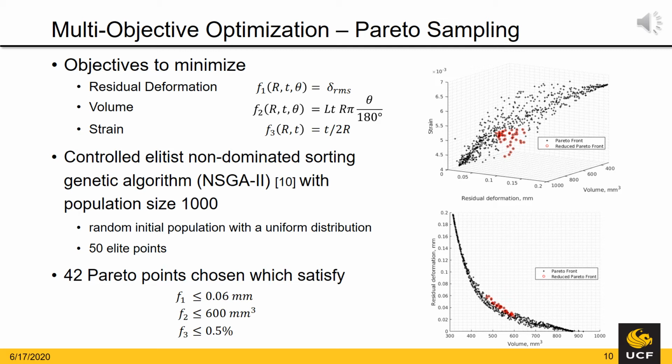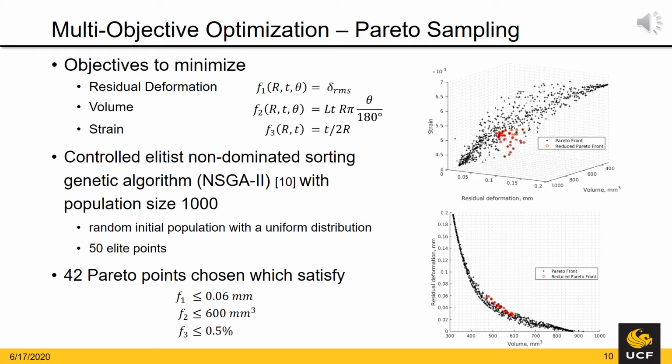In order to sample the Pareto front, a controlled elitist non-dominated sorting genetic algorithm with an initial population size of 1000 was applied. The initial population was random but of a uniform distribution. 50 elite points were chosen to speed up the convergence of the Pareto front. The best 700 points were extracted from the Pareto front and 3 constraints applied in order to reduce the set of the ideal design points to a manageable size. A residual deformation of less than 0.06 mm, a volume of less than 600 mm³, and a strain of less than 0.5% were required from the design points. This reduced the Pareto set from 700 to 42 points, for which the following uncertainty analysis was conducted.